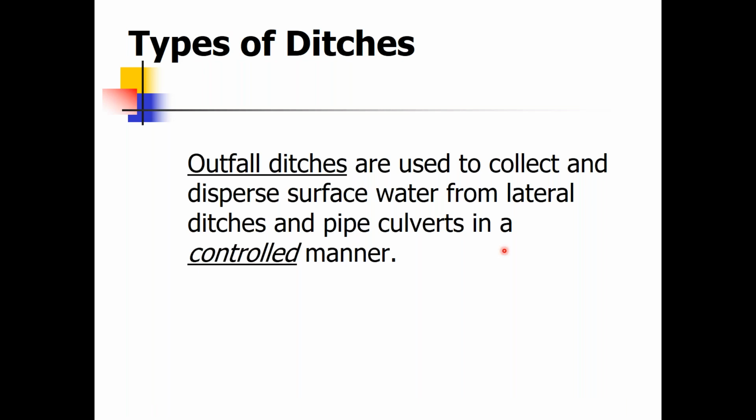Talk about outfall ditches for just a moment. We collect and disperse surface water from our lateral ditches and pipe culverts, and this is an important word I want you to remember throughout the day, in a controlled manner. If we do not control the flow of water, water is going to go where it wants, and it's going to go as fast as it can. So we put our ditches in place and we set up our drainage system to control water as best we can so it's not destructive. It brings life, but it can also be destructive as well.